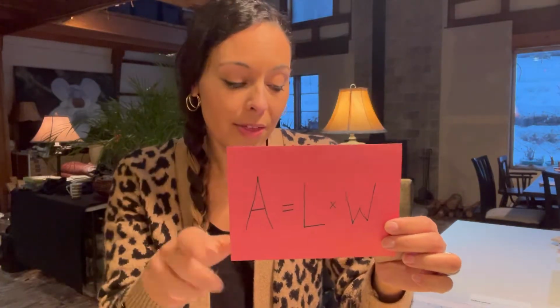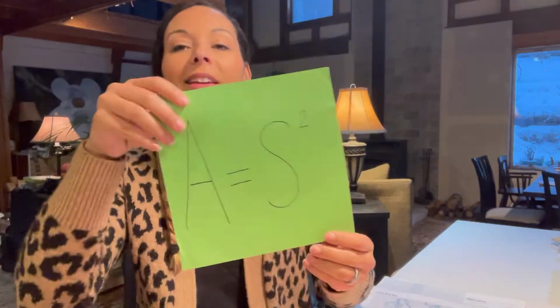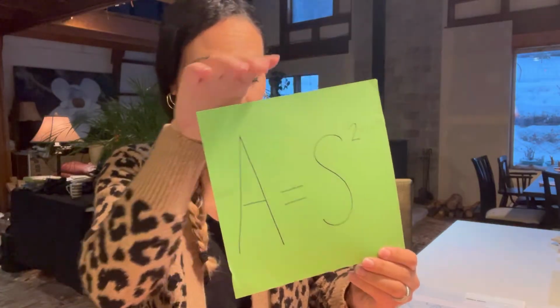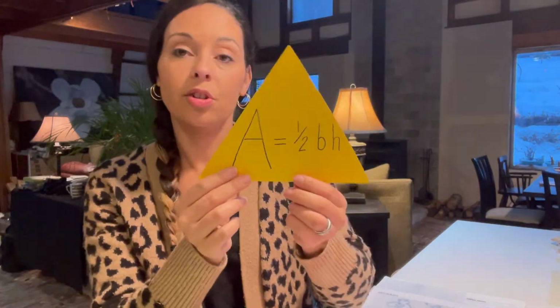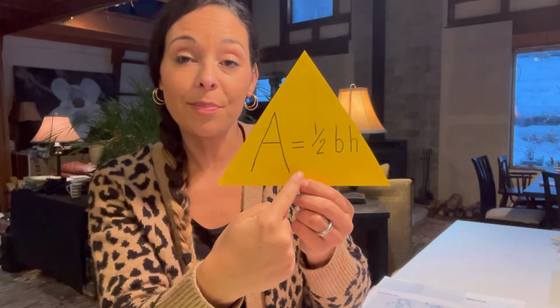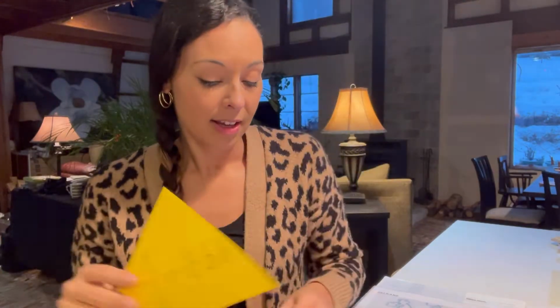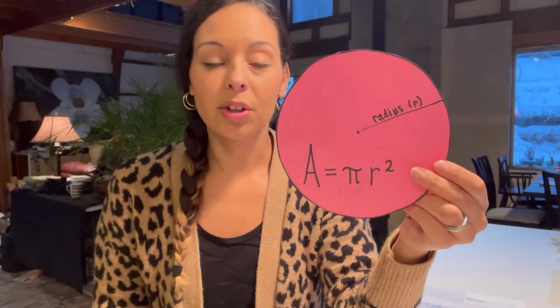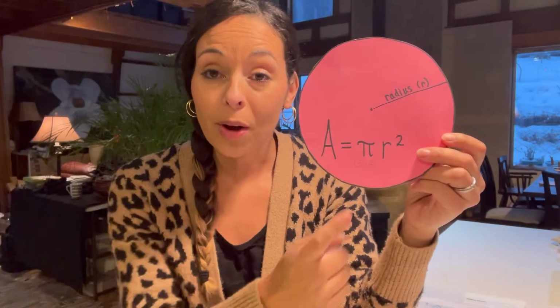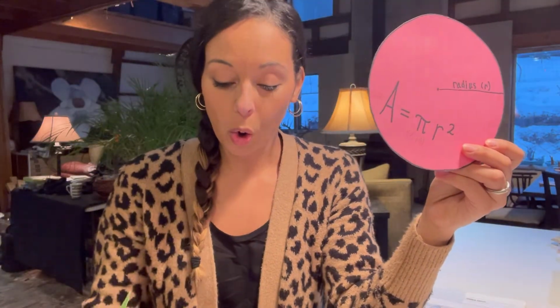The area of a rectangle equals length times width. The area of a square equals the length of its side squared. The area of a triangle equals 1/2 base times height. The area of a circle equals pi 3.14 times the radius squared.